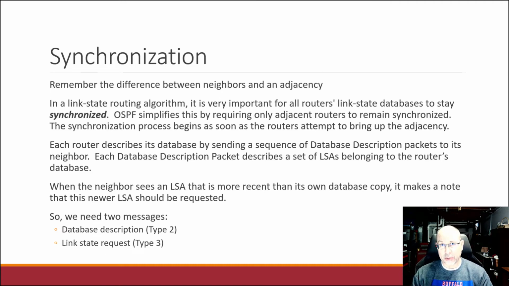Now, in order to understand whether or not you are synchronized, what routers do is they swap database description messages. So in order to be synchronized, we are going to add a couple of message types. So we're going to add a database description message, which is a type 2, and then a link state request, which is a type 3. And the reason that we need the link state request is because if we're not synchronized, we want to get the latest and greatest information, and we use a request to do that.